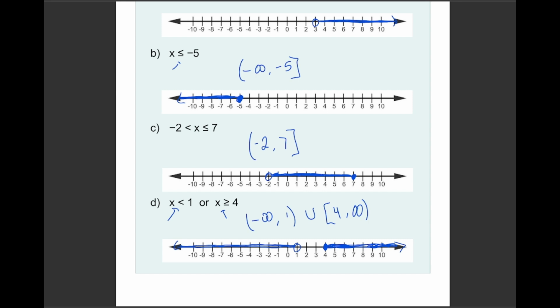So sometimes we have one-sided number lines, sometimes we have a number line that is capped in the middle, and sometimes we have almost a gap in the middle of our number line.